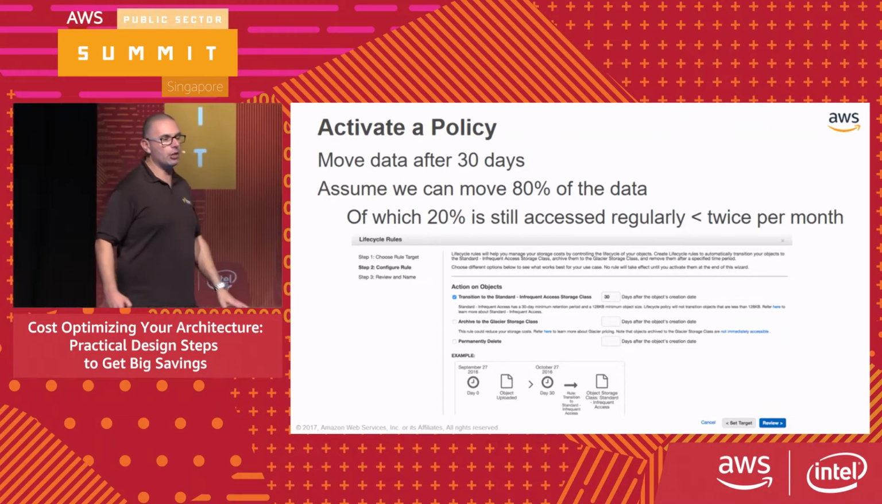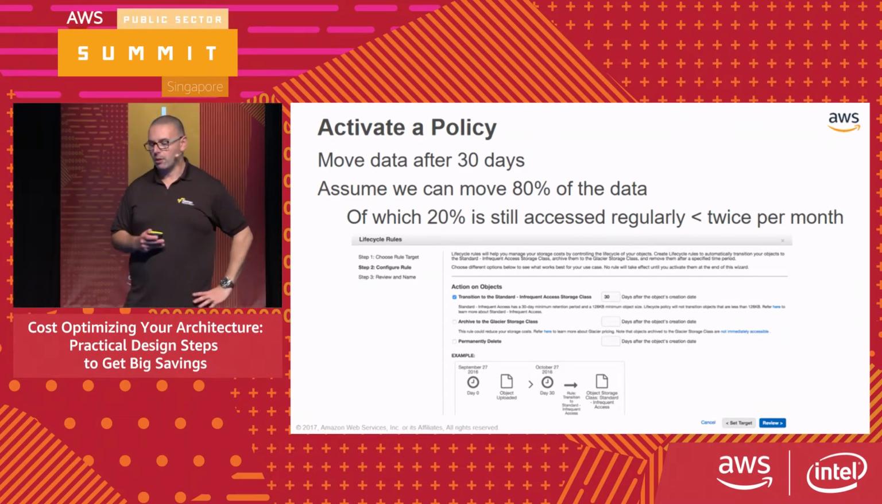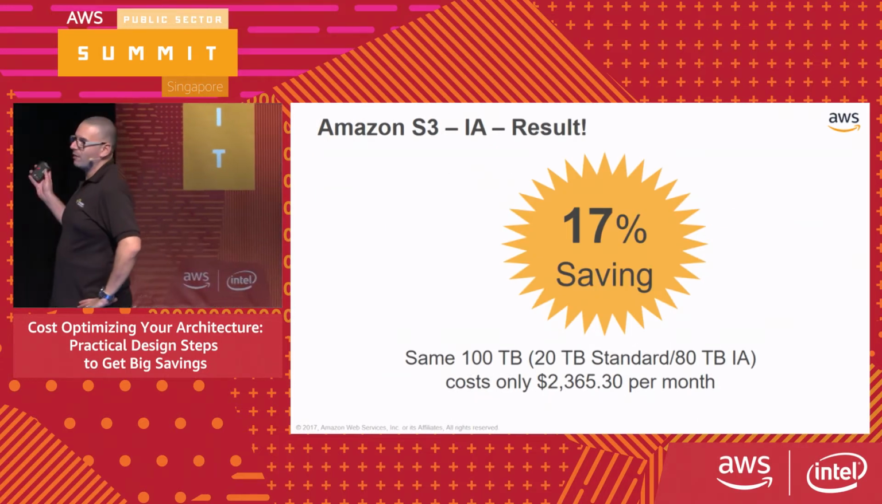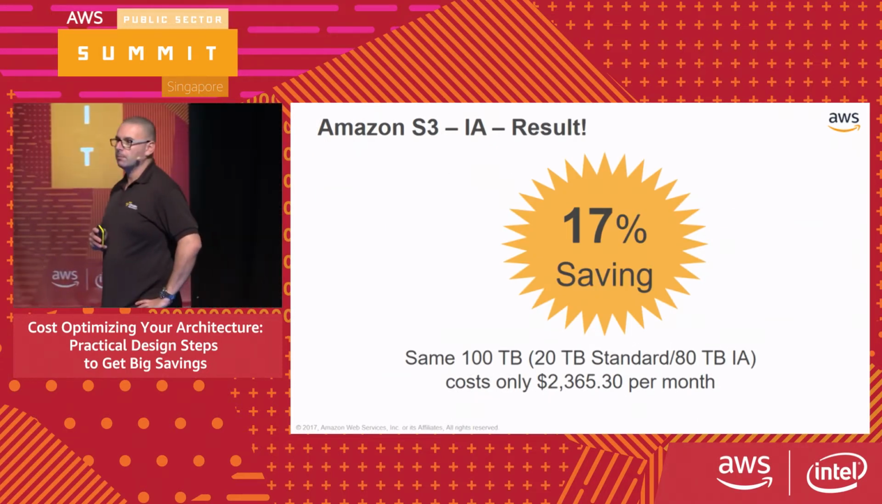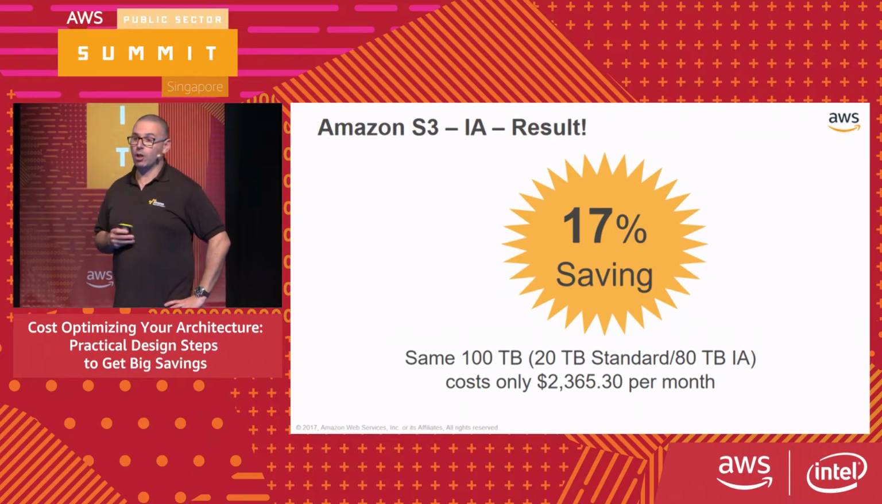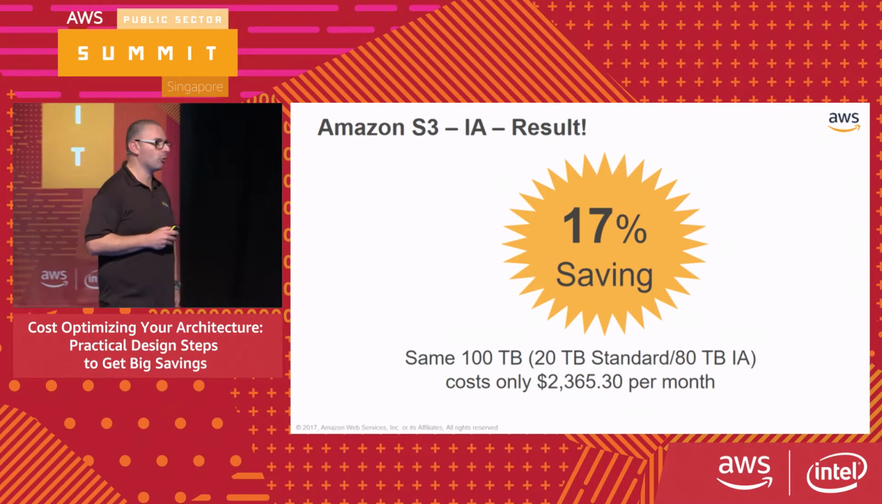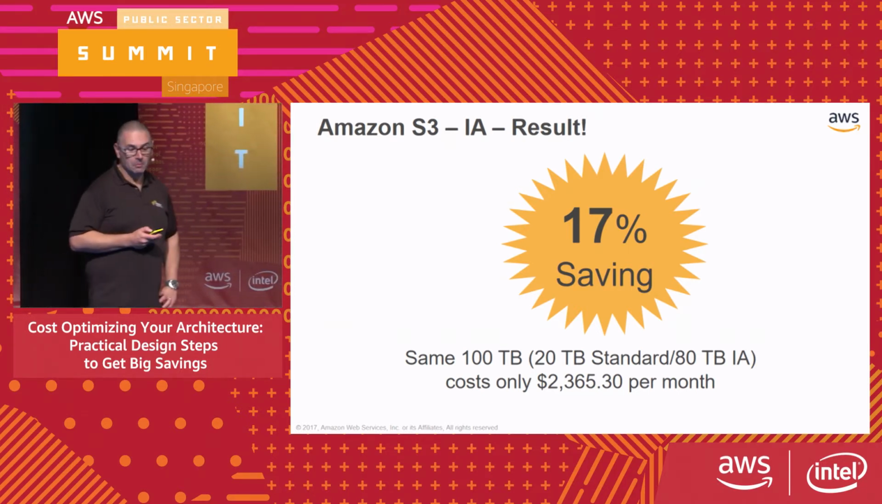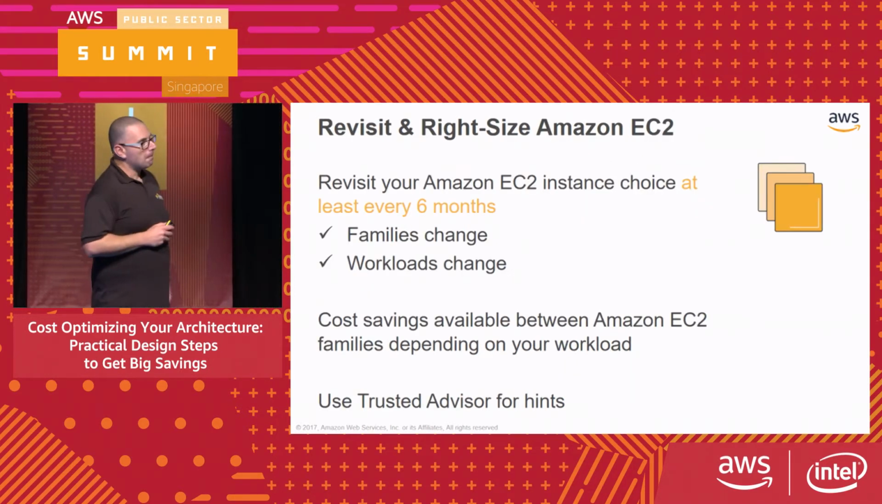So we simply set a policy, the system takes care of it for us. We immediately, out of the box, save 17% on our storage cost without doing any work except for setting up one policy. When was the last time you saved 17% on your storage cost without doing much work? Not often. What about compute?